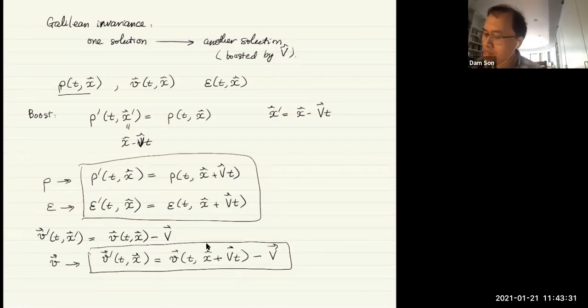And our condition on our hydrodynamic equation is that if rho, epsilon, v satisfy the hydrodynamic equations, rho prime, epsilon prime, v prime would need to also satisfy the hydrodynamic equations. That is the full meaning of Galilean invariance. If we can impose that, then we can be sure that we have exhausted all the conditions from Galilean invariance. Any question so far?